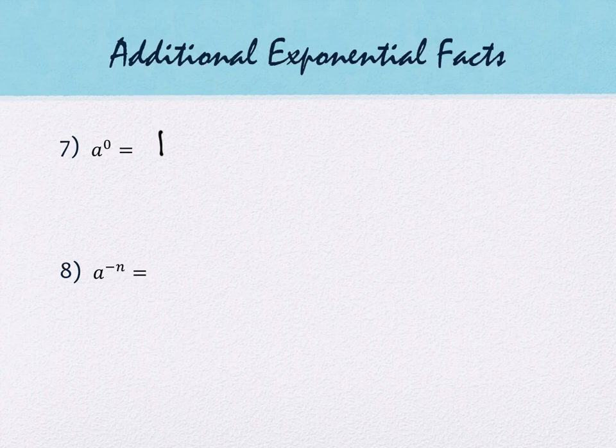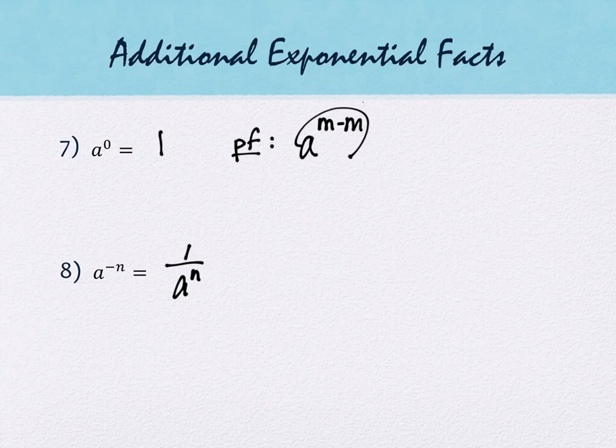8 is a special case of number 6. It's actually just 1 over a to the n. And on this one, I can actually show you a very nice, simple, like legit proof of why that works, and then I'll do an example on the other one. So we're going to take the a to the 0, and we're going to rewrite it in a funny way. I'm going to write it as a to the m minus m. Actually, let me put it as a to the 0 at the beginning first.